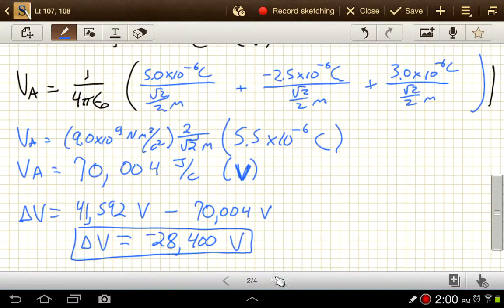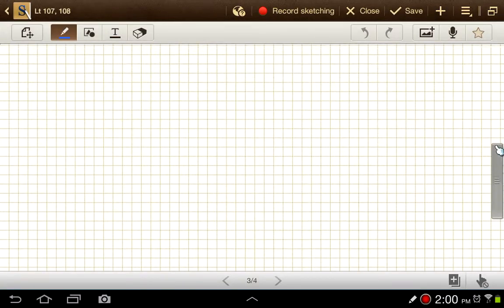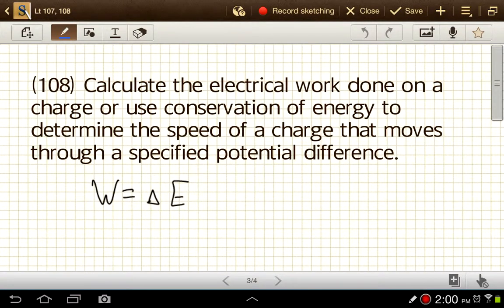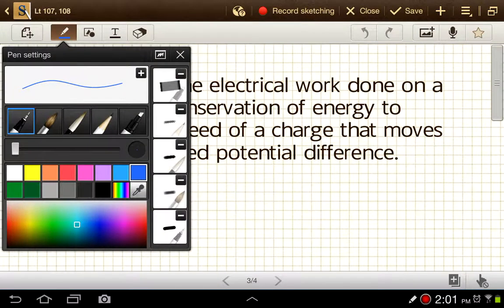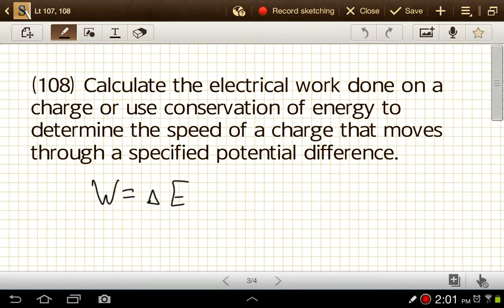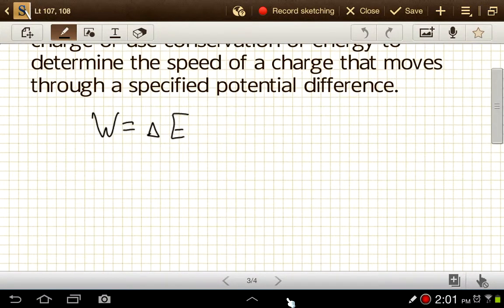One last point here, and that is relating work done to charge, or work done on a charge, and determining how much work it takes to move a charge from one place to another, or how much the speed of that charge is going to change as it goes from one point to another. So we're using the definition for work that we've worked with before, that work is equal to change in energy. And in particular, the energy that we're looking at here is the electric potential energy.